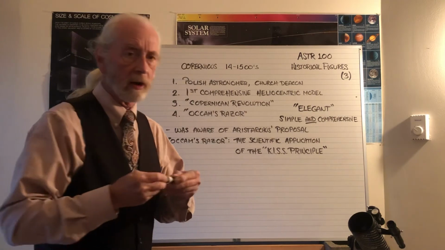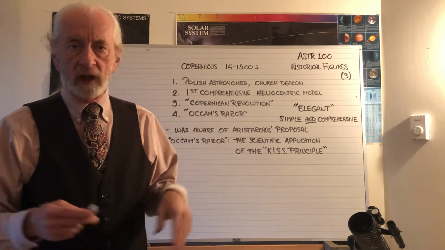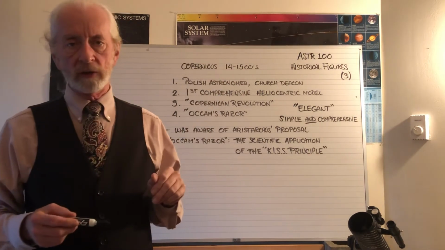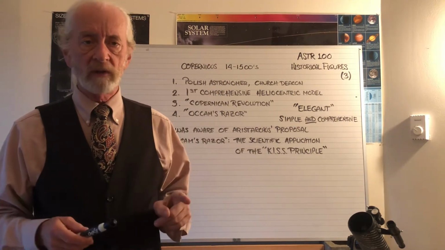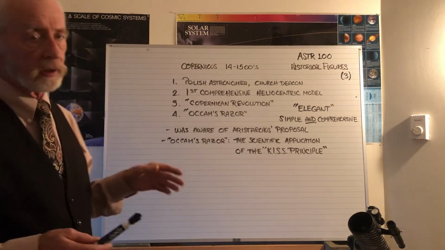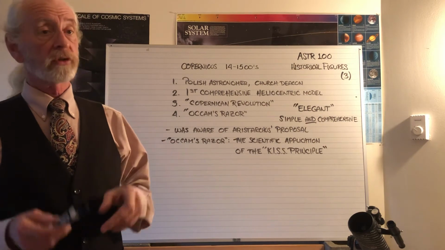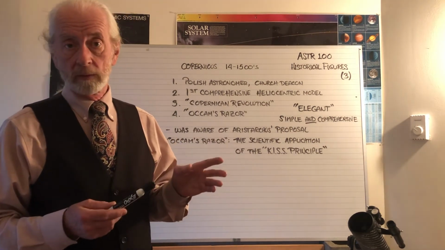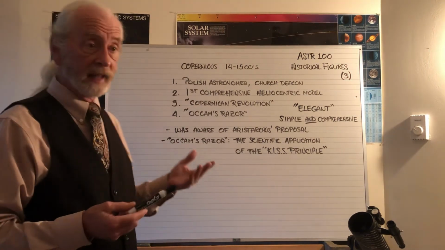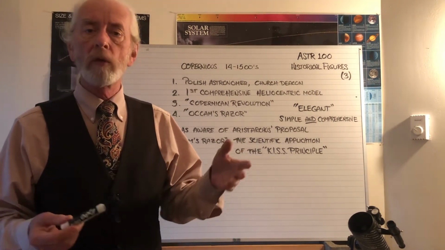Simple and comprehensive. That's what we strive for in science, elegant solutions. Now, certainly Ptolemy's model was comprehensive, but it was certainly also not simple. All right? It was elaborate. It had over 80 moving parts.